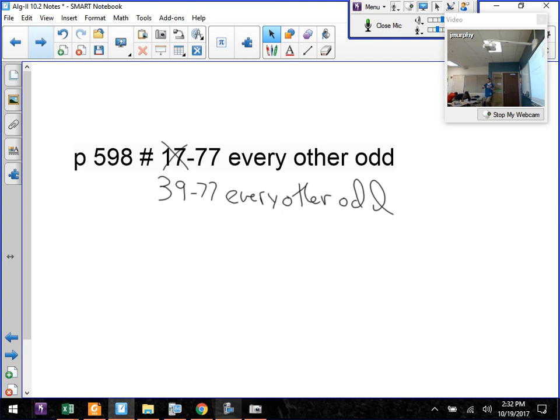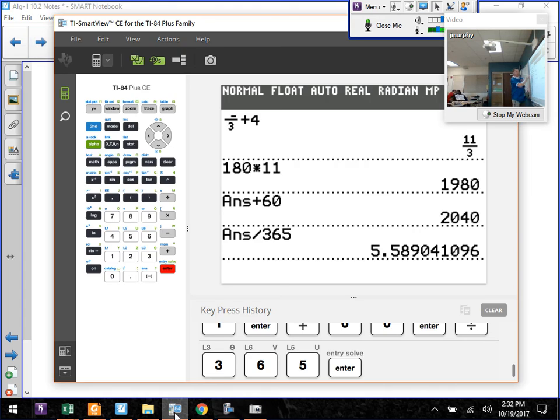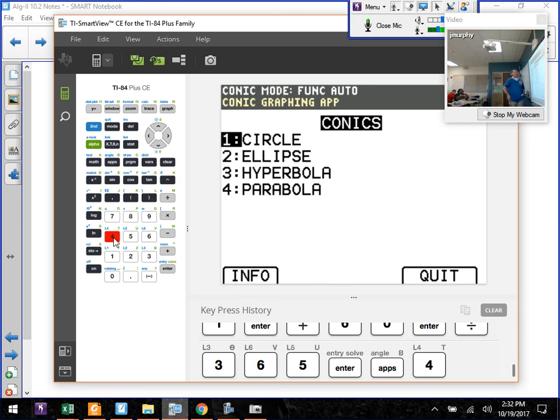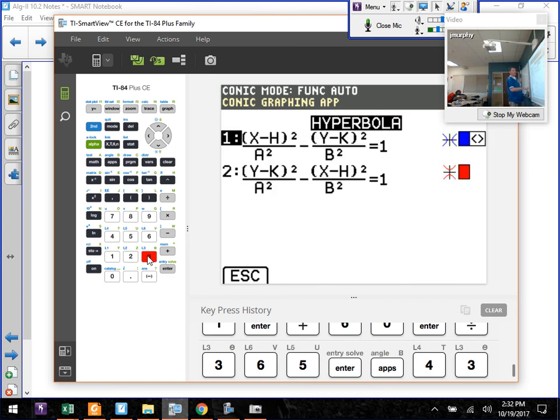Now, one of the things I will show you real quick that the calculators do: you guys have that button that says apps? If this doesn't show up, I think the newer ones should show it. Option 4 is conics, and it shows you all the generic forms of all the equations. Right now we're talking about hyperbolas.